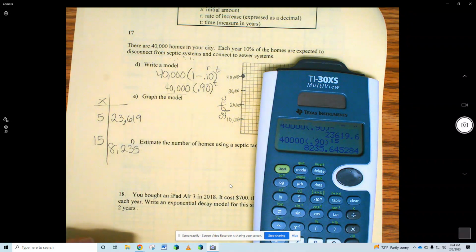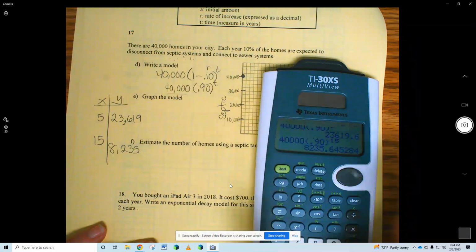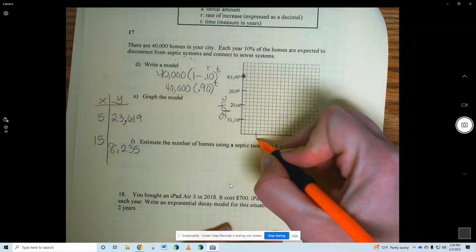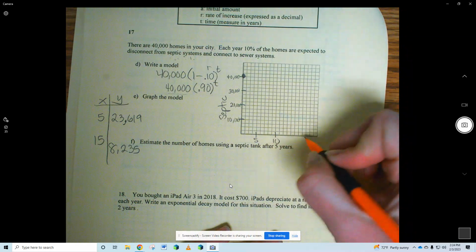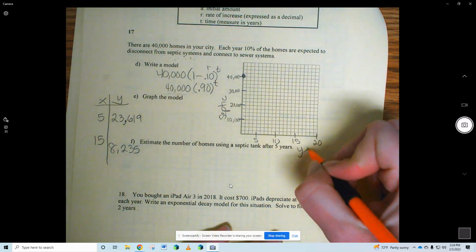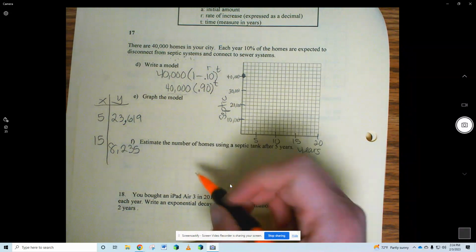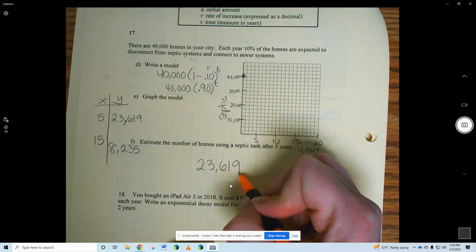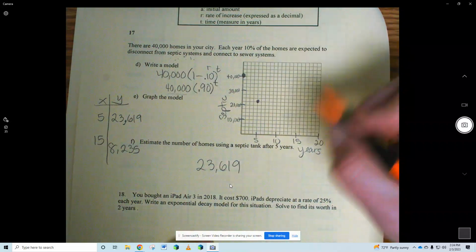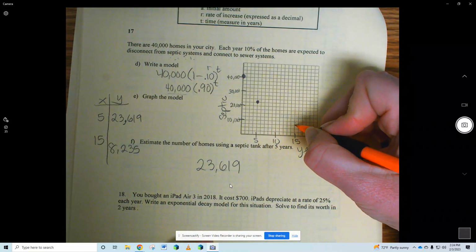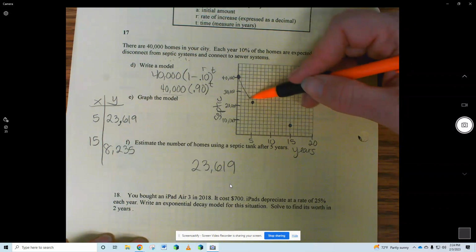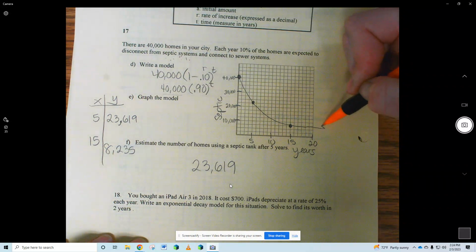So with this data now, I can get an approximate graph. Let's see, 5 years, 10 years, 15 years. I'll just approximate years. 5 years is 23,619. 15 years was 8,000. Something around there. So this decay model goes downward and it keeps getting smaller and smaller.